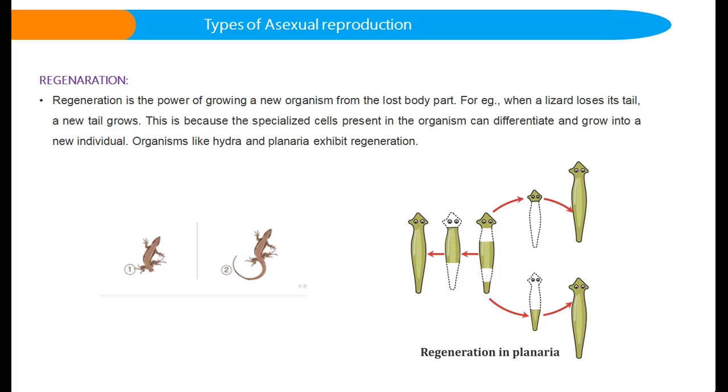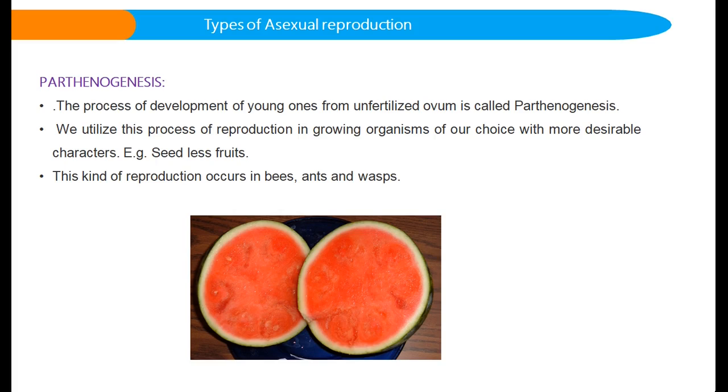Then coming to regeneration. Regeneration is the power of growing a new organism from a lost body part. Generally, we will see the lizards. When a lizard loses its tail, a new tail grows. This is because the specialized cells present in the organism can differentiate and grow into a new individual. Example, planaria also you can take. Here the planaria is divided into 3 pieces, and whatever the lost part, it regrows and develops into an individual.